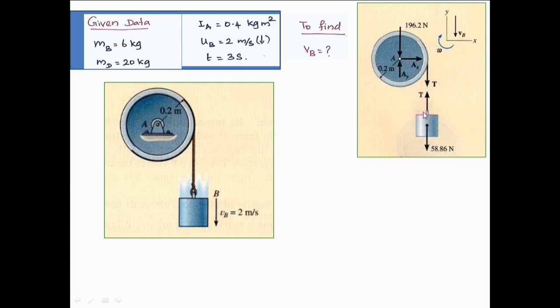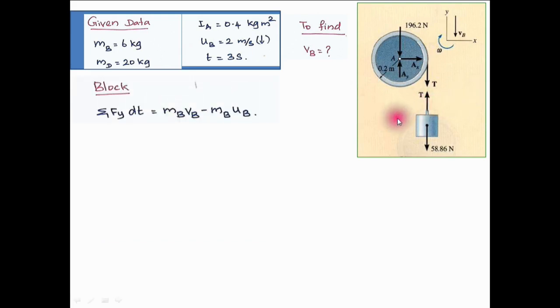Now we can draw the free body diagram of the disc. The disc is pin jointed at A, hence it can have horizontal reactions and vertical reactions. The weight of the disc is acting through its center A, that is 20 into 9.81 you will get 196.2 Newton, and this cord also creates some tension that is marked here. Now we are ready with free body diagrams. We can apply the impulse momentum principle here.